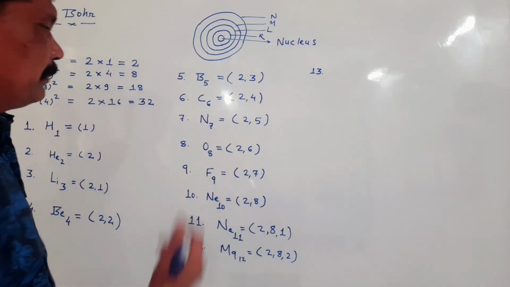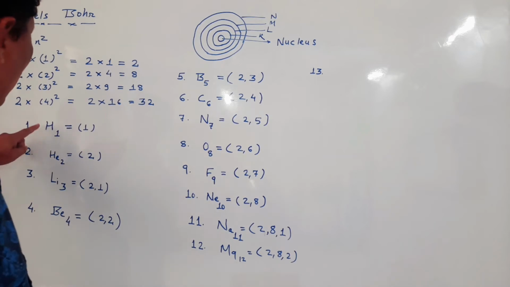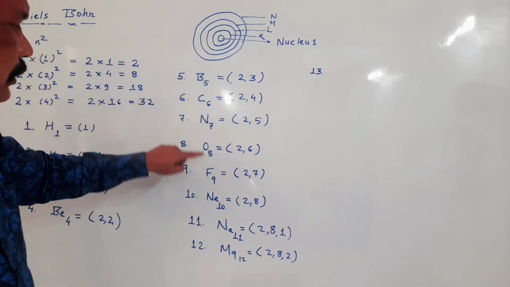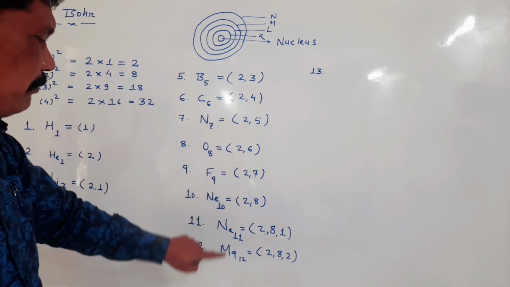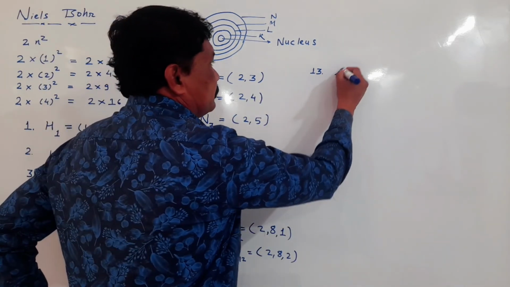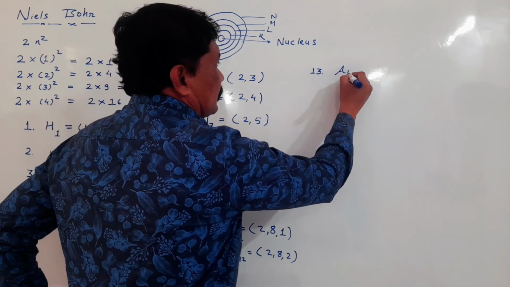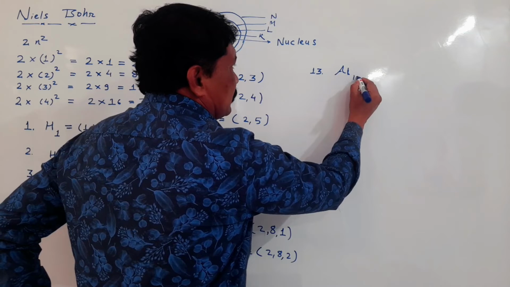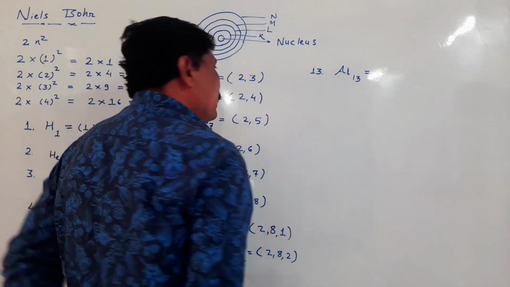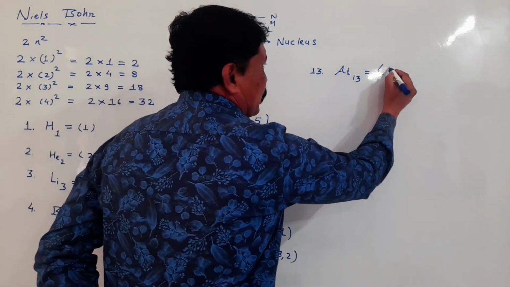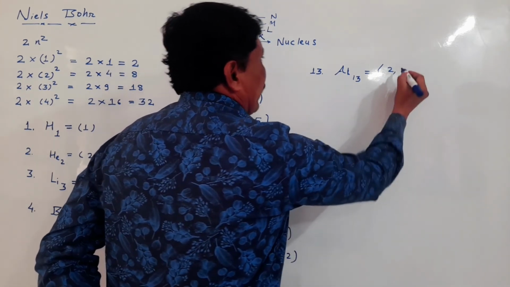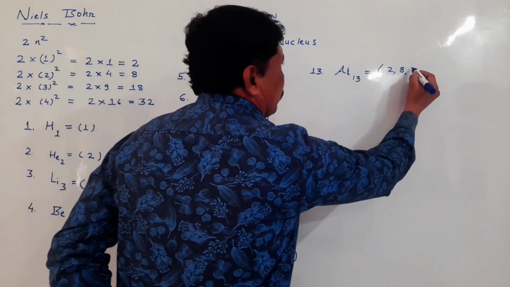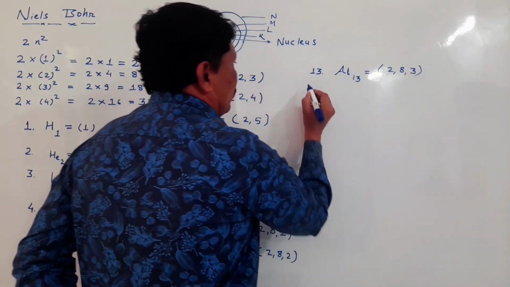13. The next element in the sequence will be hydrogen, helium, lithium, beryllium, boron, carbon, nitrogen, oxygen, fluorine, neon, sodium, magnesium, aluminium. Al, and the atomic number is 13. So what will be the electronic configuration? Let's put 2 electrons in the first shell, then put 8 electrons in the second shell, and remaining 3 electrons will put in the third shell.